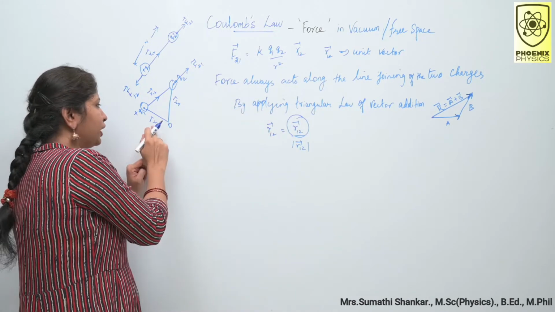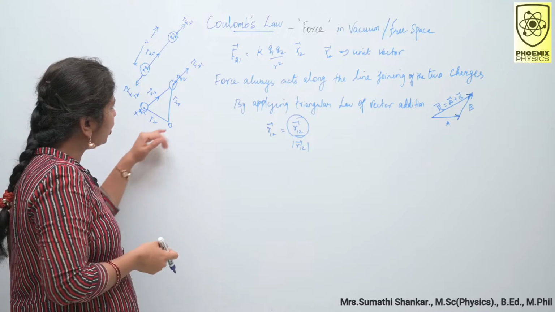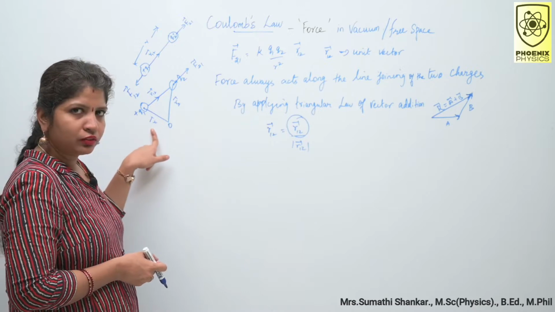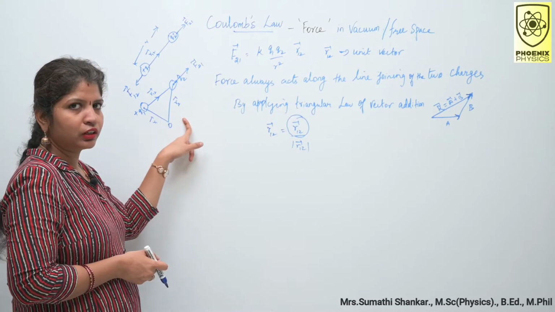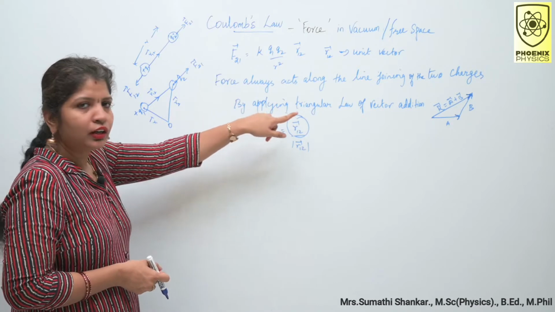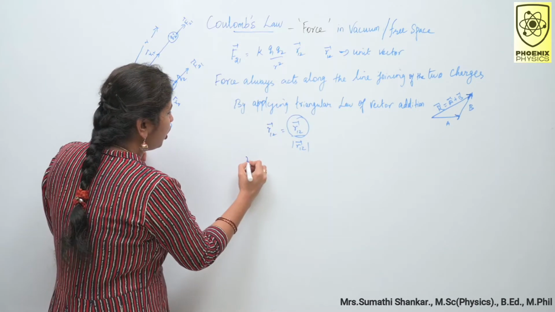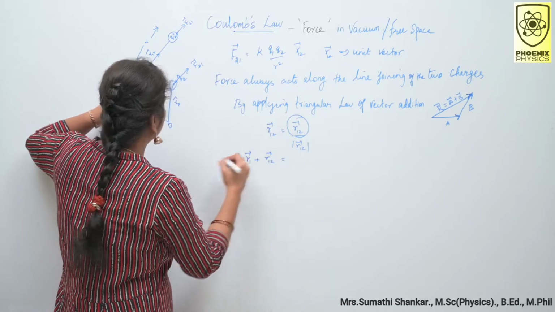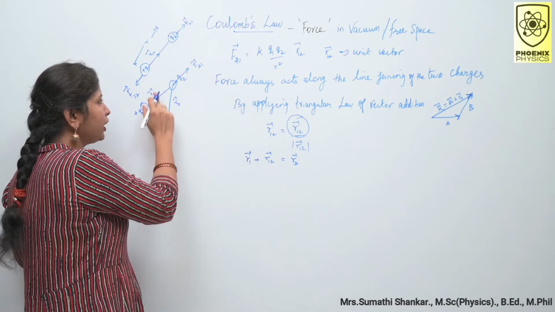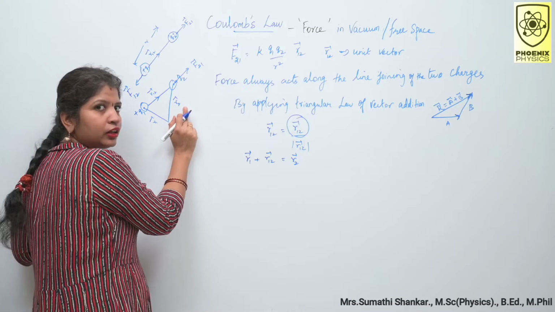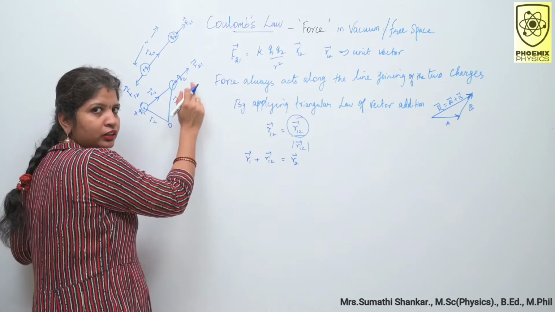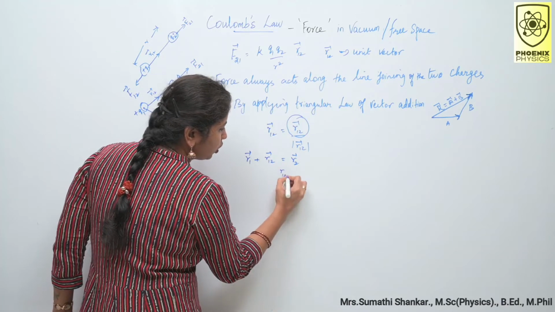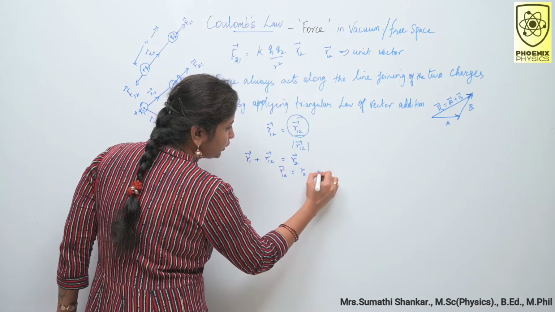Same diagram only. Instead of A and B, I have r1 and r2. So what are this r1 and r2? Position vectors from the origin. From the origin to Q1, the position vector is r1. From the origin to Q2, the position vector is r2. Now apply the triangular law of vector addition. That is r1 vector plus r12 vector will give r2 vector. So these two are adjacent sides of the triangle and this is the third side taken in the reverse order. r1 plus r12 gives r2. We want only r12. So r12 is equal to r2 minus r1 vector.